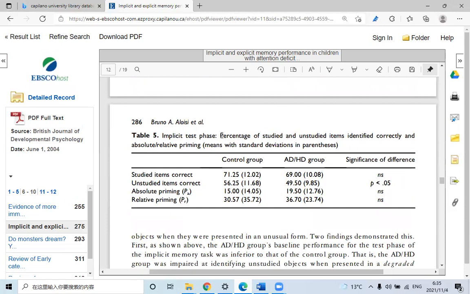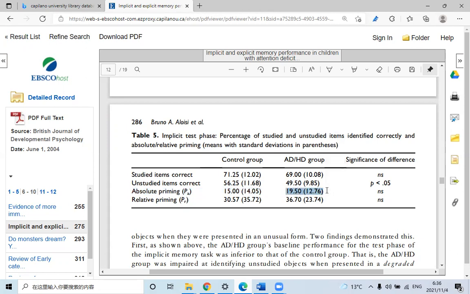Implicit task phase: percentage of studied and unstudied items identified correctly, and absolute and relative priming. So this is the hit rate, studied items identified correctly. These two groups do not differ that much. Unstudied items identified correctly, it seems the ADHD kids are a little bit lower here. Absolute priming, that is a major measurement of implicit memory.